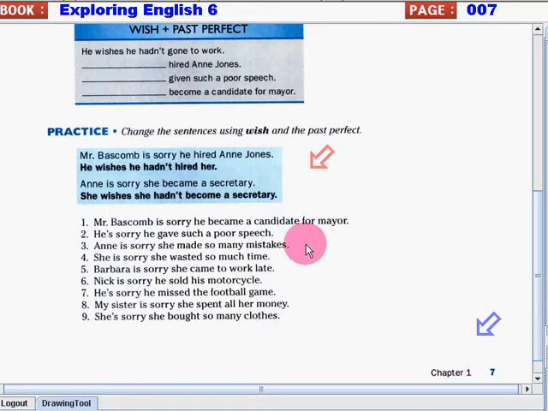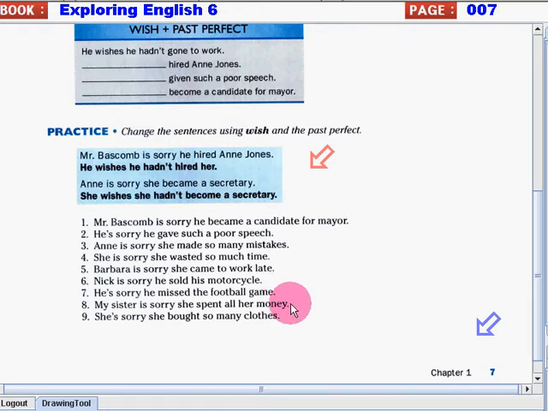Anne is sorry she made so many mistakes. She wishes she hadn't made so many mistakes. She is sorry she wasted so much time. She wishes she hadn't wasted so much time. Barbara is sorry she came to work late. She wishes she hadn't come to work late. Nick is sorry he sold his motorcycle. He wishes he hadn't sold his motorcycle. He's sorry he missed the football game. He wishes he hadn't missed the football game.